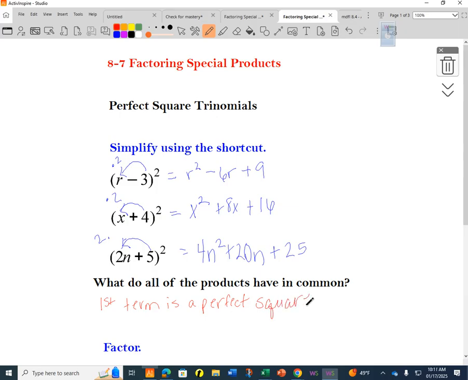Remember what a perfect square is? It just means it's a product of a number by itself. So r squared is a perfect square because we said r times r to get r squared. 9 is a perfect square because it has a pair of factors that are identical, 3 times 3, right? So perfect squares have a pair of identical factors. 25 is a perfect square because 5 and 5 are factors.